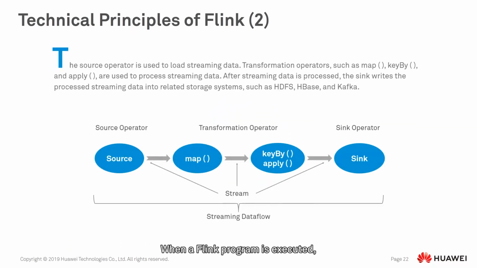When a Flink program is executed, it's mapped to a streaming data flow. A streaming data flow consists of a group of streams and transformation operators. Each data flow starts with one or more source operators and ends in one or more sink operators. A data flow resembles a DAG.